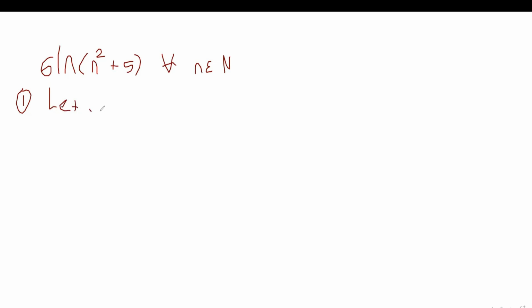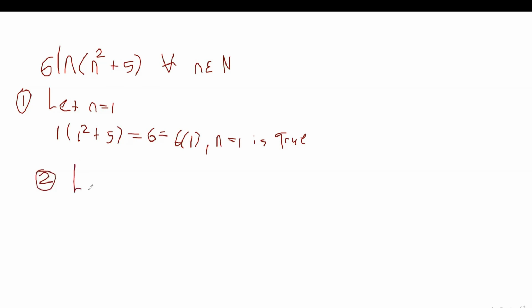If we plug in n equal to 1, we're going to get 1 times 1 squared plus 5, and that's going to give us 6. But 6 is divisible by 6 because 6 is just 6 times 1. If you divide 6 by 6, you get 1. And so therefore n equal 1 is true. Nice. Since n equal 1 is true, Marika, we can go to step 2. And I just rhymed. Nice.